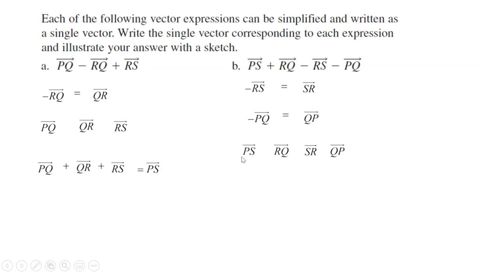Well, this order doesn't help me right now because I have PS, then RQ, then SR, then QP. So that doesn't work. So let's rearrange them. PS first, followed by the SR, so this one here, followed by the RQ, followed by the QP. So I've changed the order so that I go from one to the end, pick it up from there to the end, pick it up from there to the end, pick it up from there to the end. And now I can figure out what my starting and ending point is.